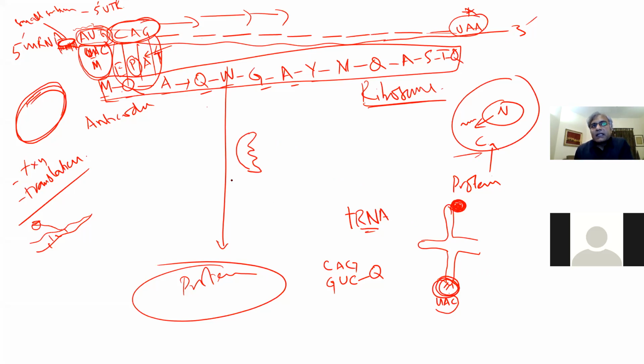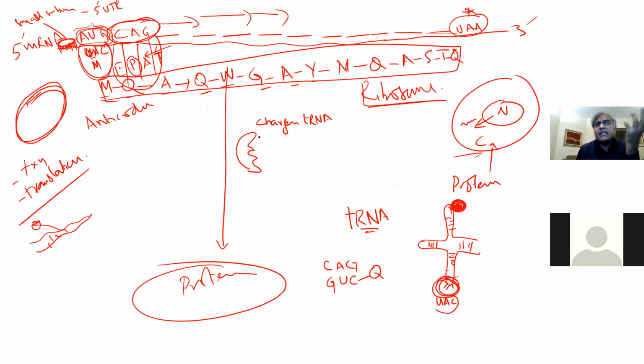What it does, it charges tRNAs. tRNA is what? Charges tRNA molecules. tRNA is just an RNA molecule, non-coding. It does not encode any protein by itself. It's just a non-coding RNA, which has a tertiary structure. There are hydrogen bonds because RNA can fold back like this.